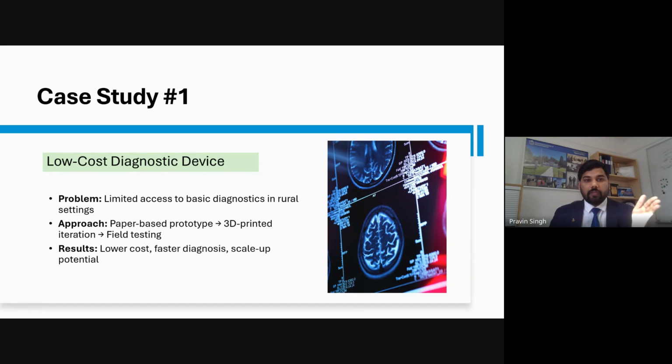So first we go for the lower cost, like it is more affordable than traditional lab tests. And then faster diagnostics, like it reduces patient wait times. Then scalability, and they showed expanded production to reach more communities. These are basically the outcomes we claim for this low cost diagnostic device. So first we go for the problem, then the approach, and then the outcomes that we have to claim.